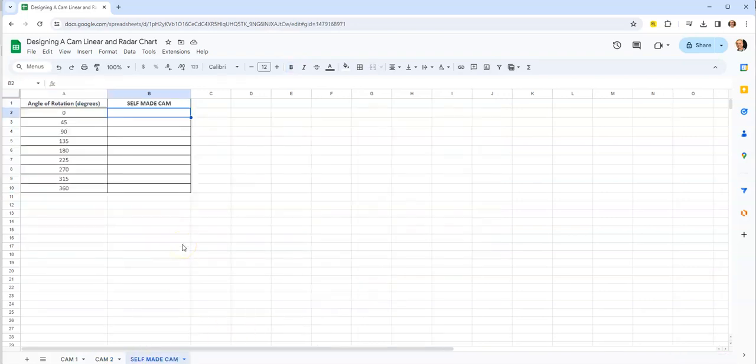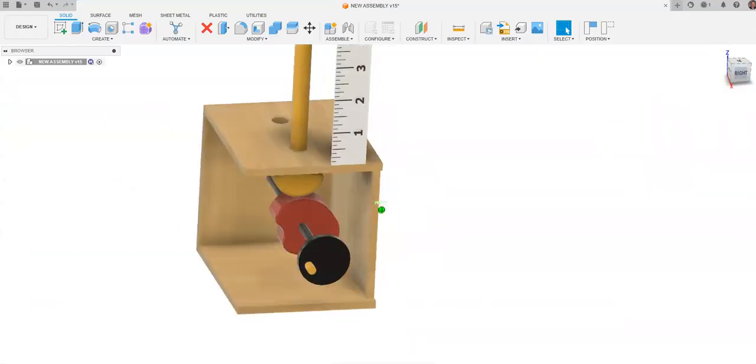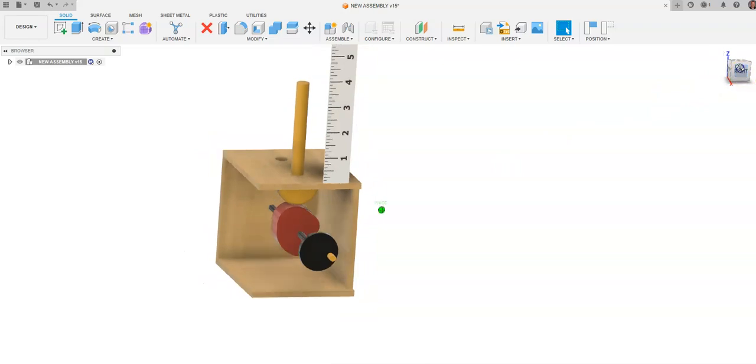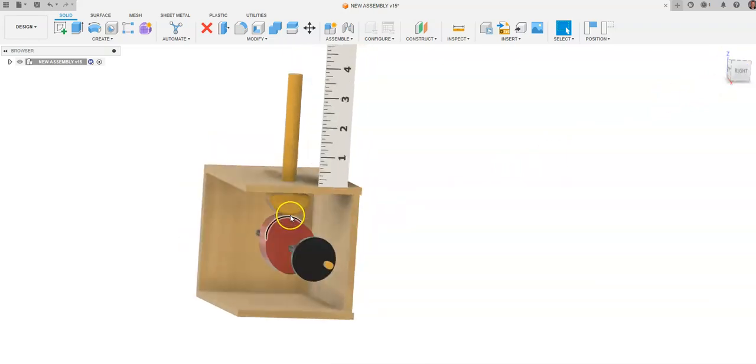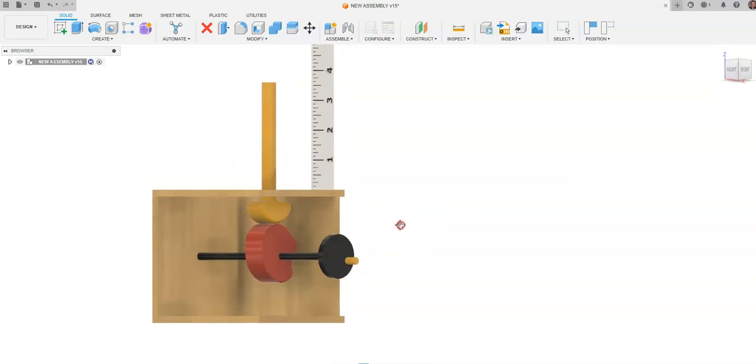Same way in your self-made cam. So I'll leave it to you to decide where you want your followers' heights to be at 0, 45, and 90. But that is what's going to walk you through and show you what type of cam geometry you're going to need in order for your follower to behave the way you want it to tell the story of your automata box. So this has been a video for how to go about designing a cam through the use of linear graphs and radar charts in Google Sheets and Fusion 360.